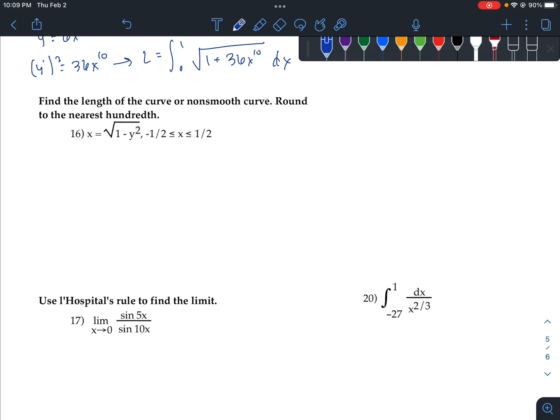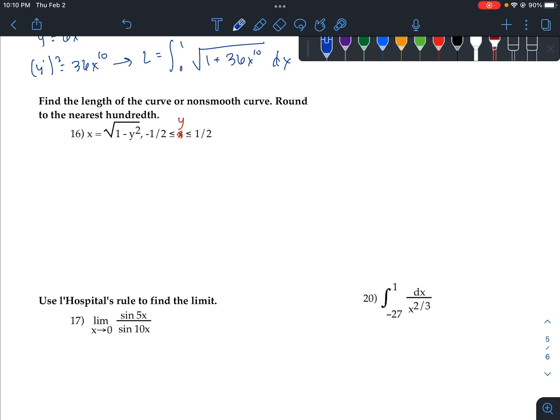Find the length of the curve or non-smooth curve, round to the nearest hundredth. So we're actually finding the length here, and apparently we are going to be using a calculator, but we need to set it up first. It looks like we're integrating with... I think that should be y, not x, because we're going to integrate with respect to y. Yep, because I typed this one in. And so that should be y.